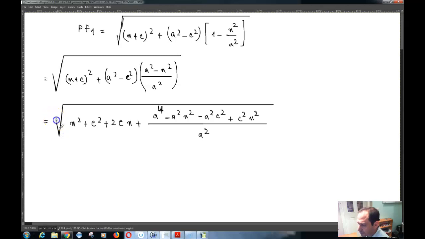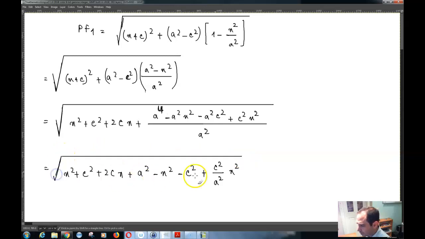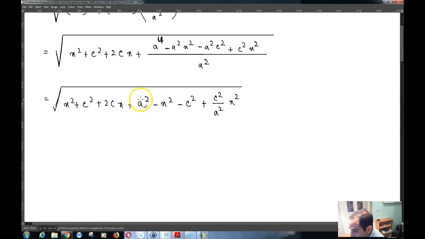And then I'm going to write this as the square root of x squared plus c squared plus 2 times cx, plus a raised to the power 4 over a raised to the power 2, which is a squared. And over here, these two will be cancelled out. You'll get negative x squared, negative c squared, plus c squared by a squared times x squared. Then these two you can cancel out, these two you can cancel out. You have a squared, 2 times cx, and these three terms over here.